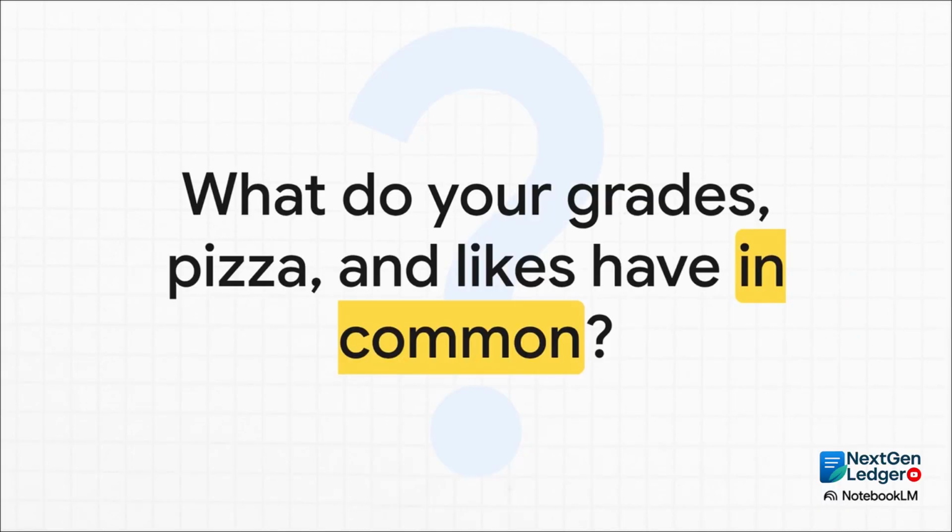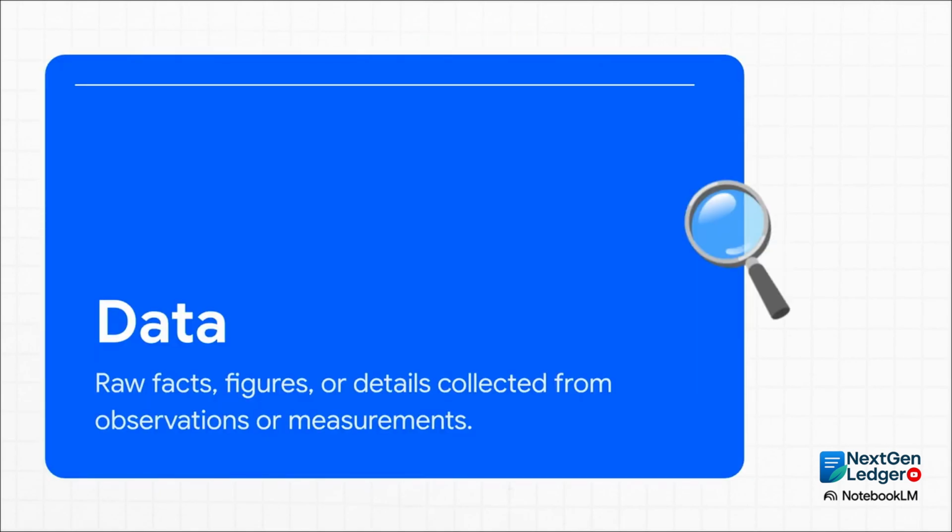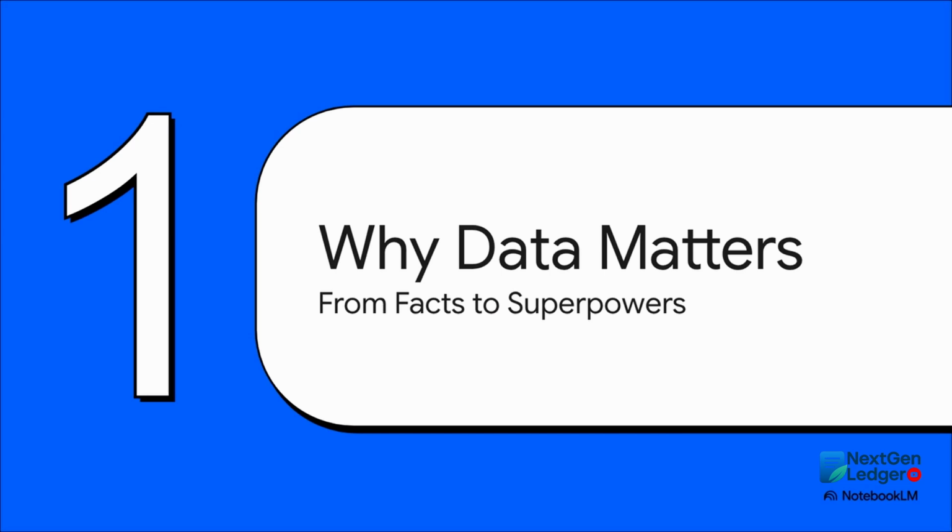So to get started, let's think about this. Your grades from school, your go-to pizza topping, all those posts you've liked online, on the surface they seem totally random, right? But believe it or not, they're all connected by one single powerful idea. And the answer is, they're all data. At its heart, data is just raw information. We're talking facts, figures, little details. On their own, a single piece of data doesn't mean a whole lot. But when you start to gather them up and look at them together, that's when they start to tell some really powerful stories.